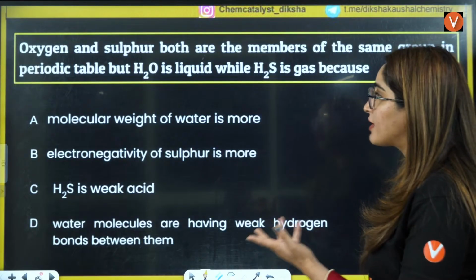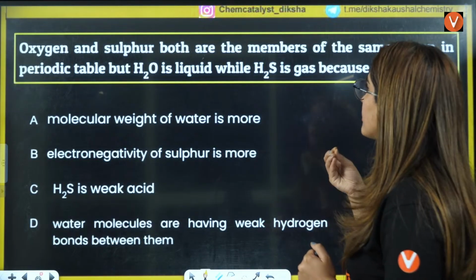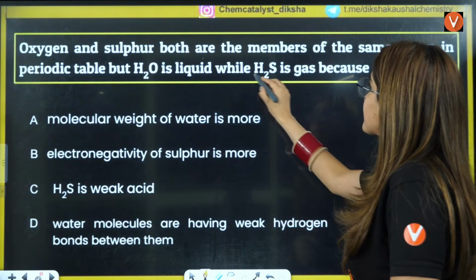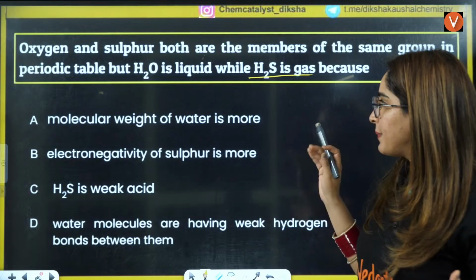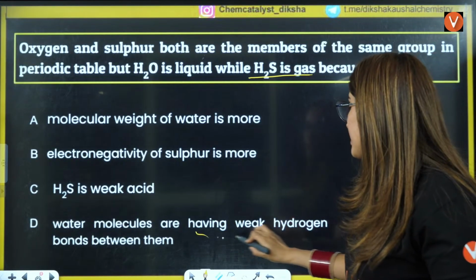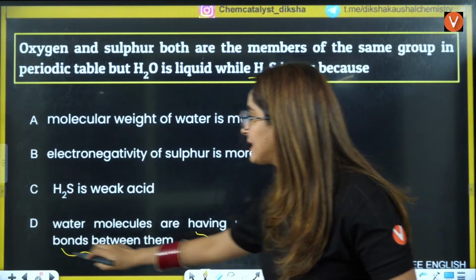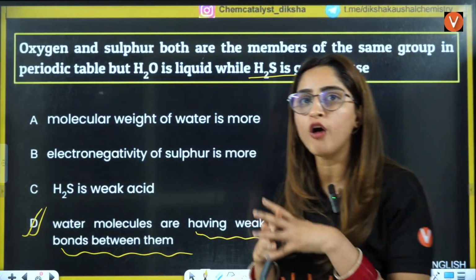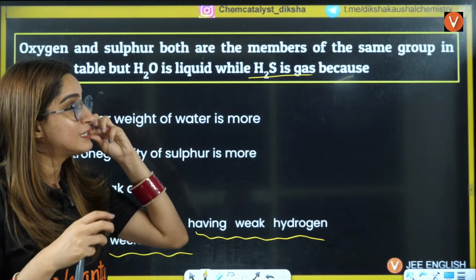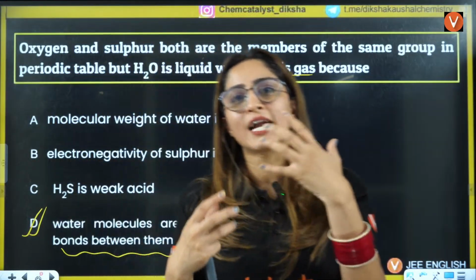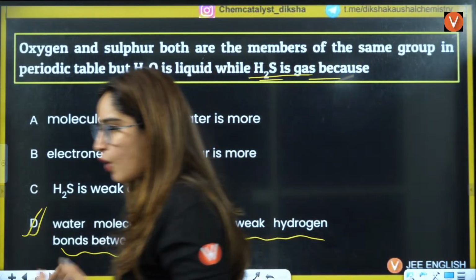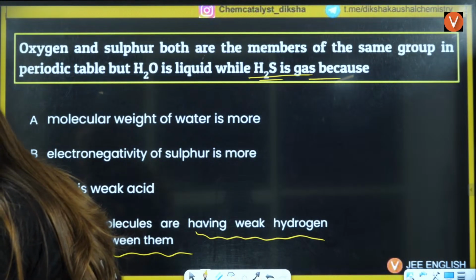The first question is, oxygen and sulfur are both members of the same group in the periodic table, but H2O is liquid and H2S is gas. Why? Because water molecules have strong hydrogen bonds between them, a strong force of attraction. They will have hydrogen bonding and the bonds will be stronger. That is why they exist in the liquid state, while this exists in the gaseous state. Okay?